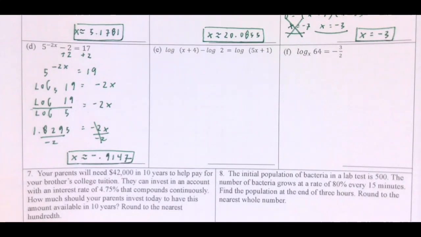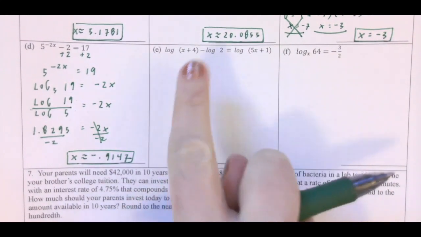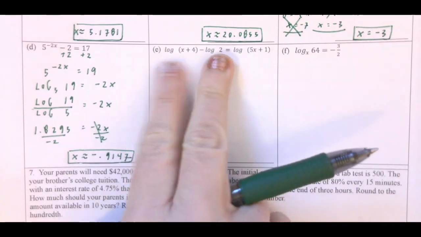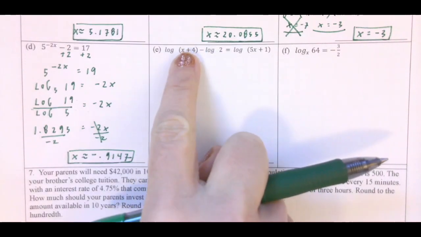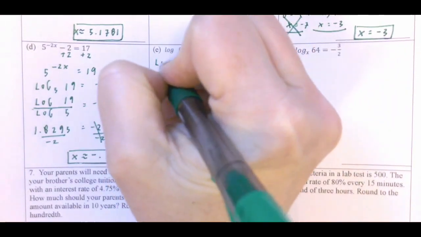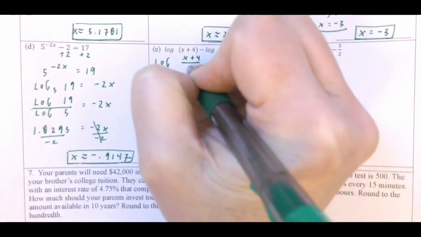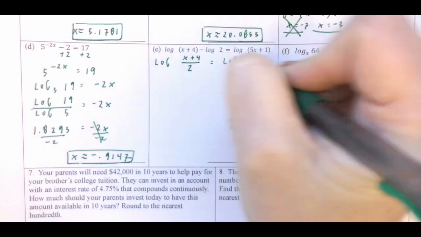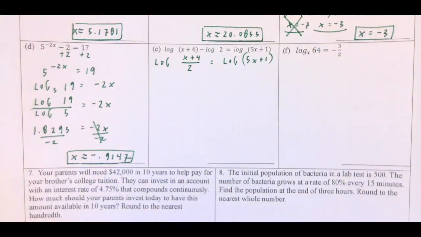Next up here, I see 2 logs on the left and a log on the right. So first thing to do is fuse these 2 terms into one term. They're joined by subtraction, so I'm going to make their arguments into a quotient, into a fraction. So log of (x plus 4) over 2, right? The base is 10 when we don't write it, equals log of (5x plus 1), right? That is all in the argument position.